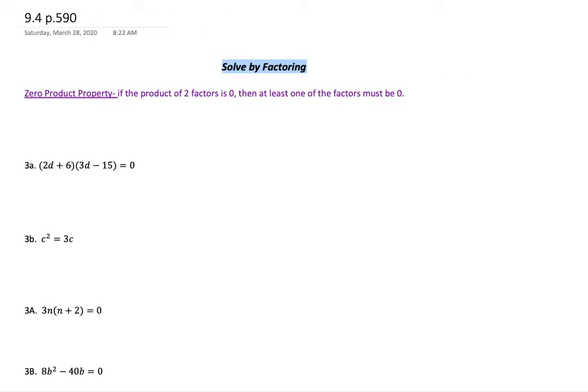Let's move on to page 590, where we talk about solving by factoring. So the zero product property is something you'll hear about a lot, and I know I've mentioned it a little bit already. It's saying that if the product of two factors is 0, then at least one of those factors has to be 0. In algebra words, if x times y equals 0, no matter what x is, no matter what y is, then either x has to equal 0 and/or y has to equal 0.